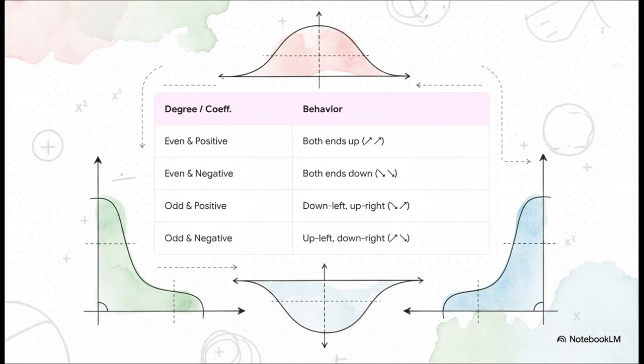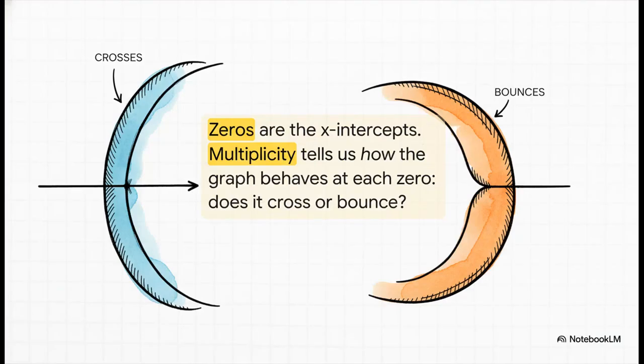Are they both going up, both down, or are they heading off in opposite directions? And what's awesome is that this whole thing boils down to just 4 possibilities. It all depends on 2 simple things: the polynomial's degree, is it even or odd? And its leading coefficient, is it positive or negative? An even degree, like x squared, makes a U shape, so both arms go the same way. An odd degree, like x cubed, means they go in opposite directions. It's that simple. Now, let's move on to the next parts of our skeleton.